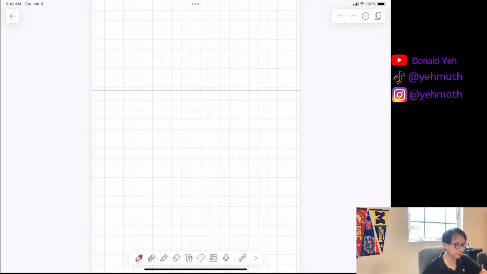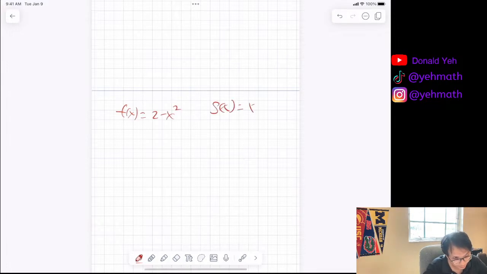Okay, so we're gonna do the area under the curve. We already know integration is area under the curve, but how do you find the region between two curves? First question I'm gonna ask you: can you find, if f of x is equal to 2 minus x squared and g of x is equal to x, the area between those two curves?